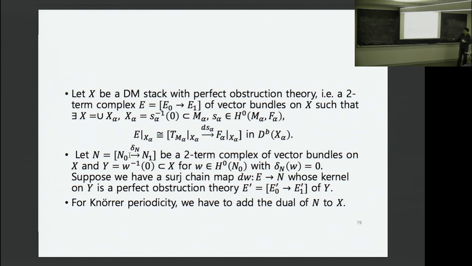And a little more assumption: suppose you have a surjective chain map. We have to be able to compare these two complexes, E and N. So we take the differential dW, and suppose you could compare E and N: E_0 goes to N_0, E_1 goes to N_1, by the differential of W. Then we have a map from E to N, and we can think about the kernel of this map. That's E prime, and E prime gives me a perfect obstruction theory of Y. That's an assumption so far. It just means that the perfect obstruction theories of X and Y are very nicely related. Sometimes we call it virtually smooth.